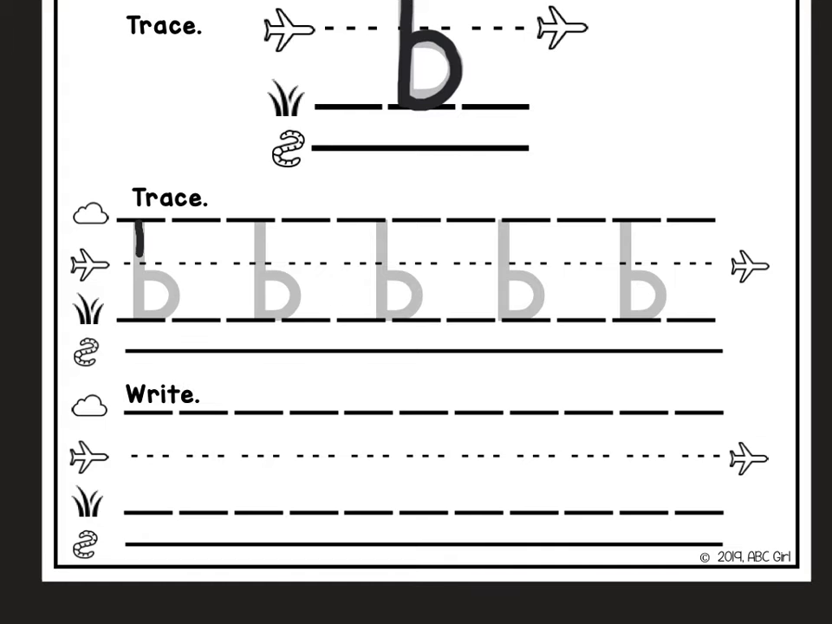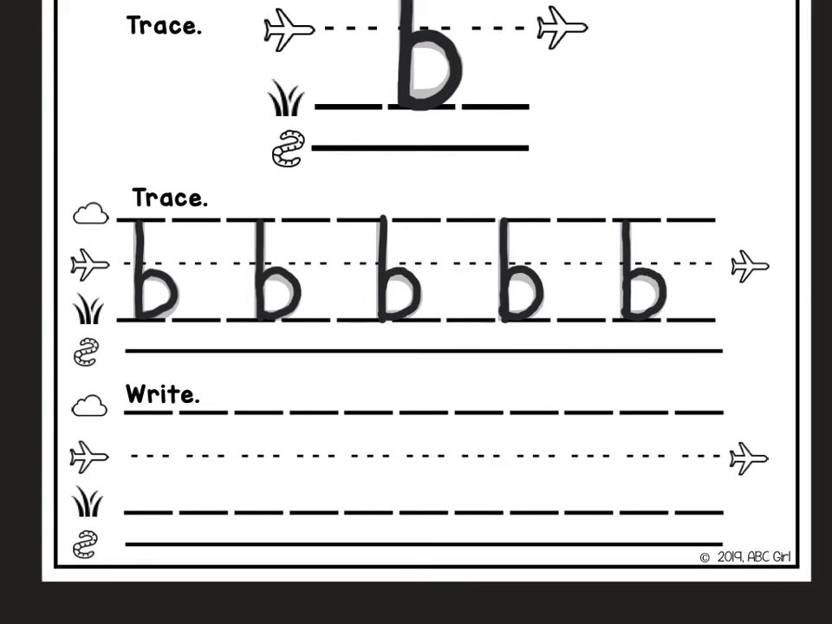Start at the skyline, down to the grass line, trace back up to the plane line, then go around back to the grass line. Skyline, down to the grass line, trace back up, go around and to the grass line.